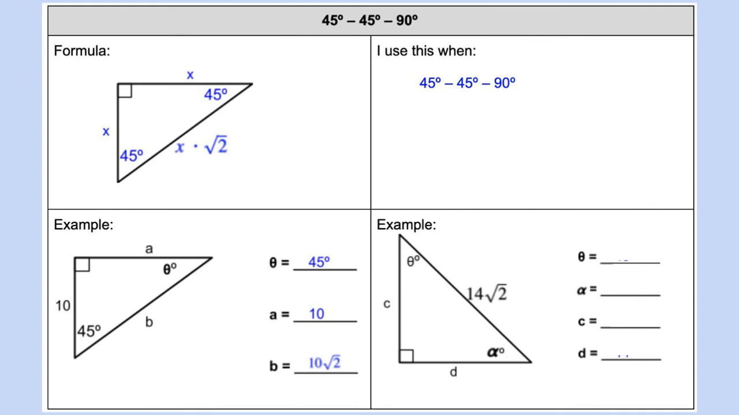Then if we look at the other example here, we've got our two legs and our two angles that we're going to try to figure out, assuming that this is an isosceles triangle again. So that means that both of our angles here are going to be 45 degrees. And then to figure out what C is, this time we have the hypotenuse to start with. So we've got this 14 square root of 2. Basically, all we're going to do to get the other two legs is just remove that square root of 2, just leaving the 14.